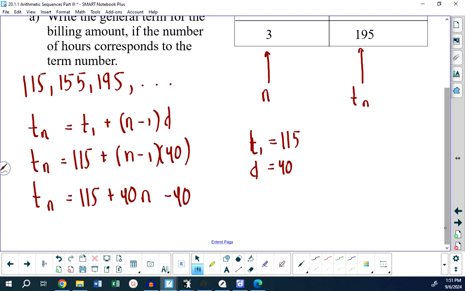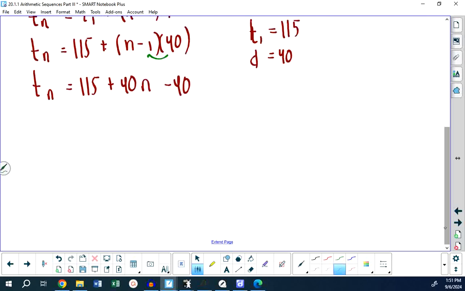Everybody just take a gander at that line that I wrote and make sure you understand where I'm getting 40n minus 40 from. Pretty basic. I'm multiplying that 40 through up here. And then I can take 115 minus 40 and get 75 plus 40n, which is the same as 40n plus 75. My subtraction's right, isn't it? 75? Okay, good. Thank you.